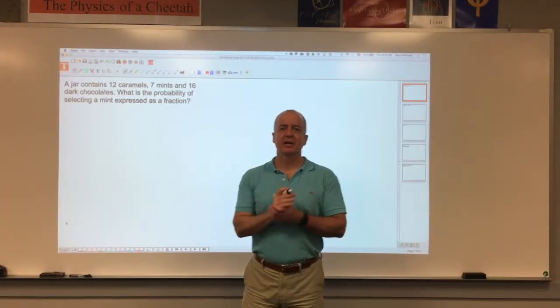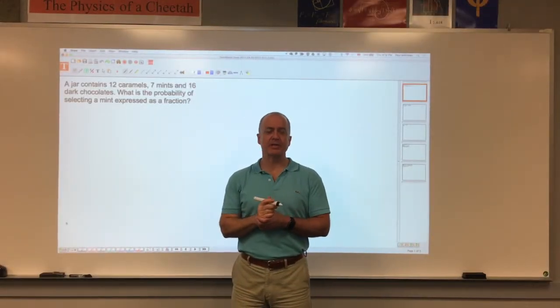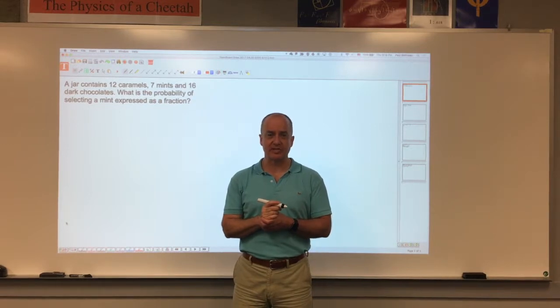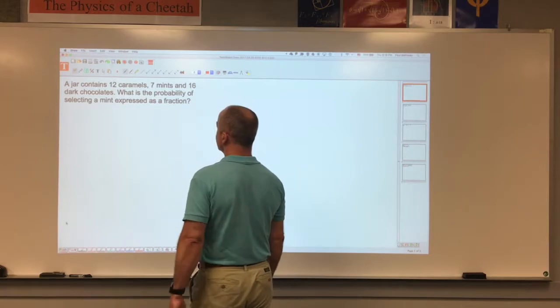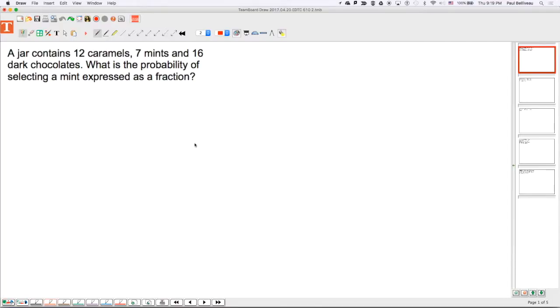Okay, so I'm going to introduce some rules of probability, and I'm going to do so while showing you some examples. So let's dive right in and take a look at what we have here. The jar contains 12 caramels, 7 mints, and 16 dark chocolates. What is the probability of selecting a mint expressed as a fraction?